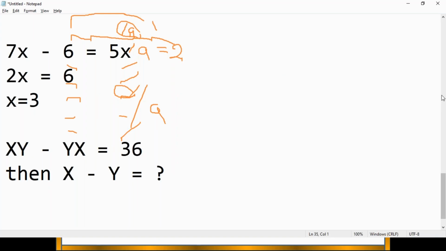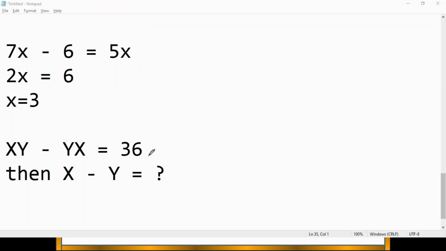Xy minus yx is how much? 36. If xy minus yx is 36, directly this 36 is exactly divisible by 9, right? That 36 is exactly divisible by 9, say yes or no? So whenever it is exactly divisible by 9, 36 by 9 is how much? 4. That is the difference between x minus y.